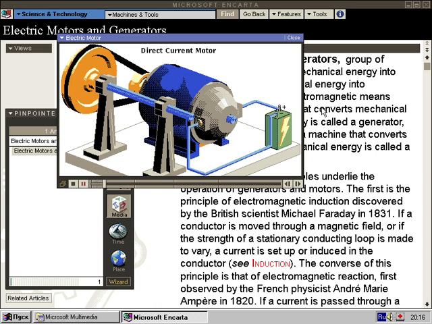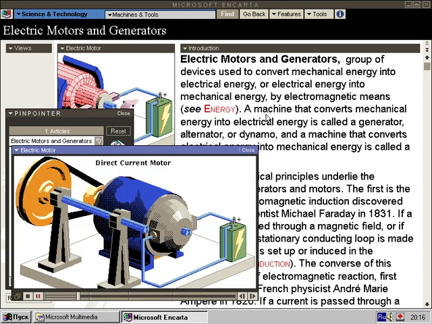An electric motor converts electrical energy into mechanical energy. A DC motor uses direct current electricity that flows continuously in only one direction around a circuit.